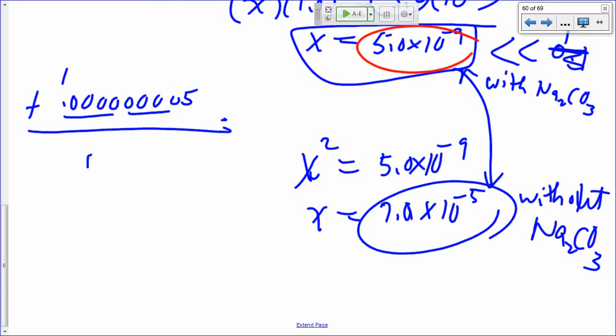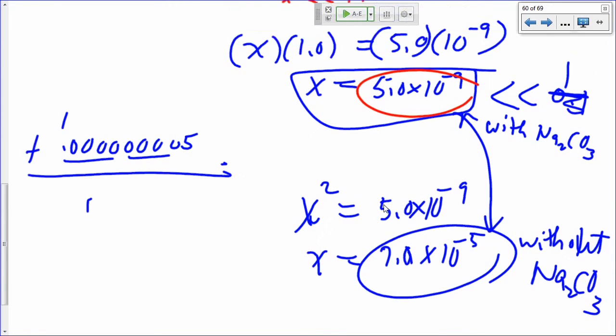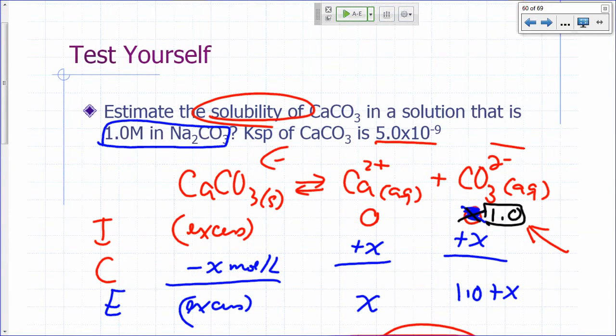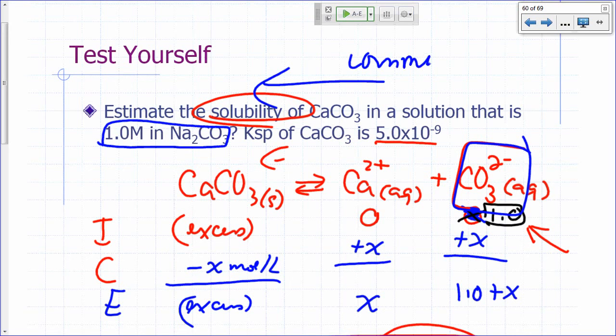The solubility decreases. This is known as the common ion effect, which is really nothing more than just Le Chatelier's principle in action. By putting this common ion, you're lowering the solubility of your calcium carbonate because the reaction is shifted to the left. So you're suppressing the dissolution of calcium carbonate. This is an example of what we call the common ion effect.